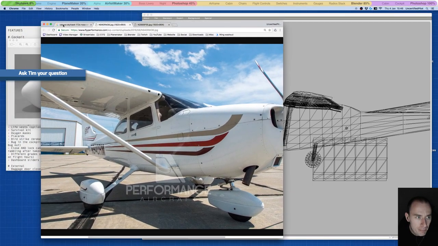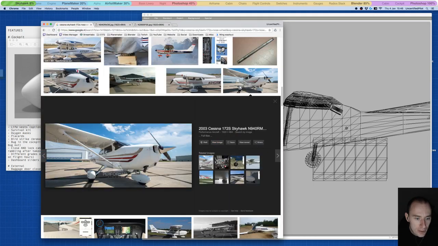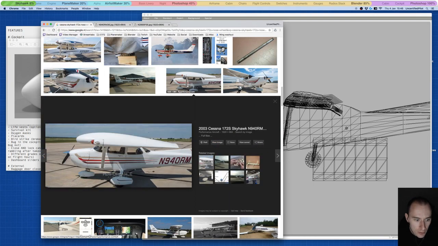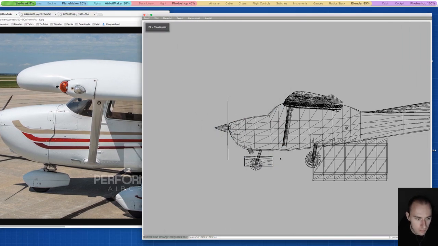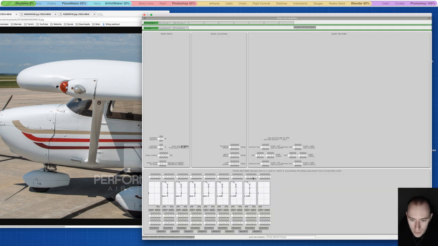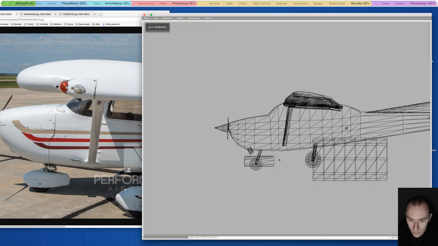Again, I'd like to see a better side view. View image. It should be bigger even. Wheel fairings 7. Yeah, that's better. Just hope that the tiles will work.